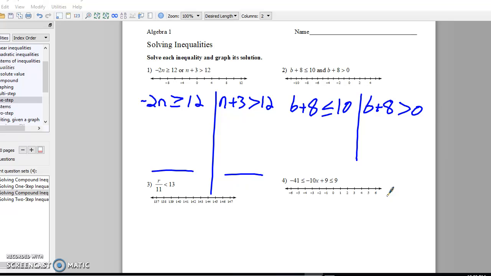Now the difference between the two of them, the or and the and, is one of them, the first one with the or statement, I just want numbers that make this or this true. It doesn't have to make both of them true. Second one, all the numbers that you shade on the number line have to make both inequalities true. Okay, so go ahead and solve those two, graph them on the number line, and see what you come up with.